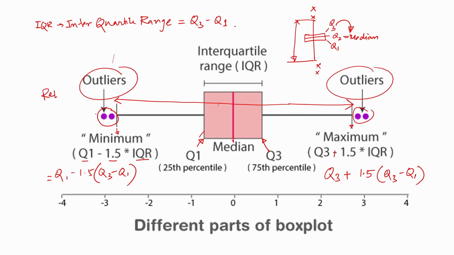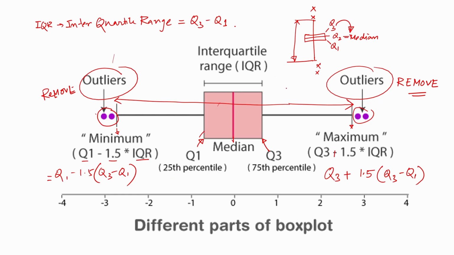So remove this, and also remove this, and then again construct the box plot until all the outliers have been removed.